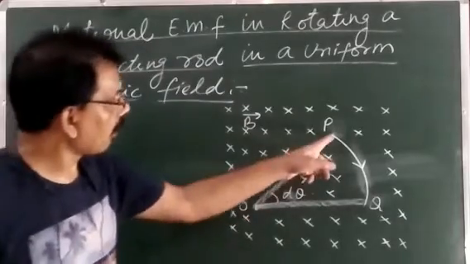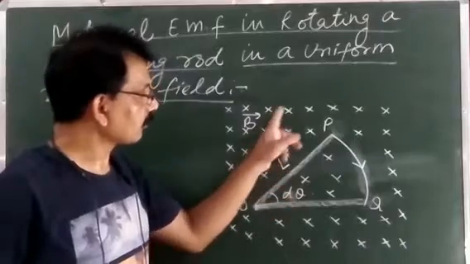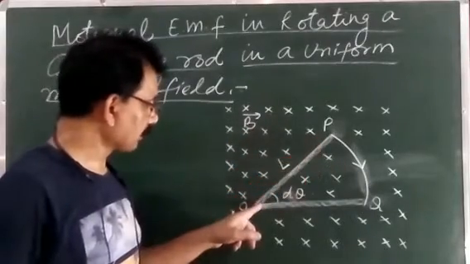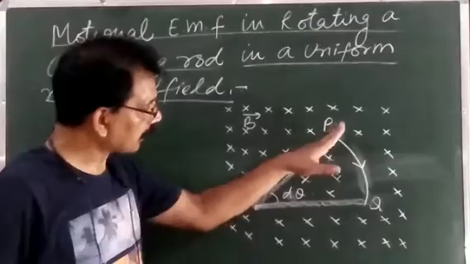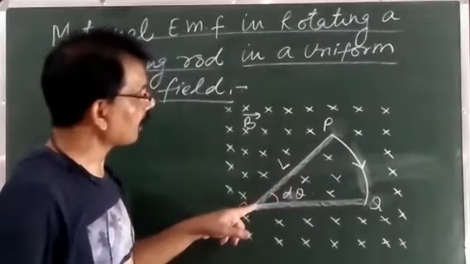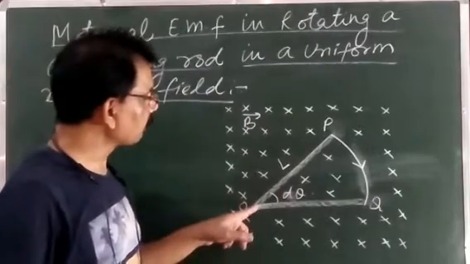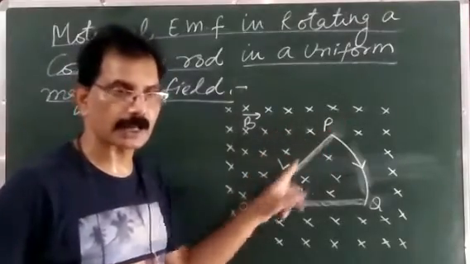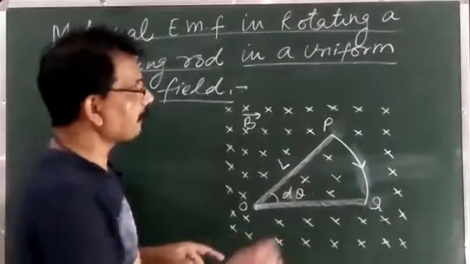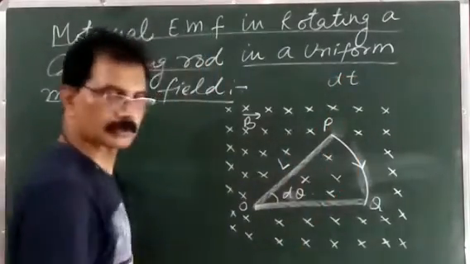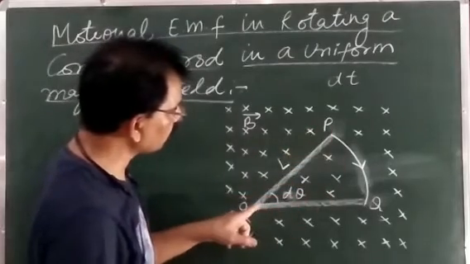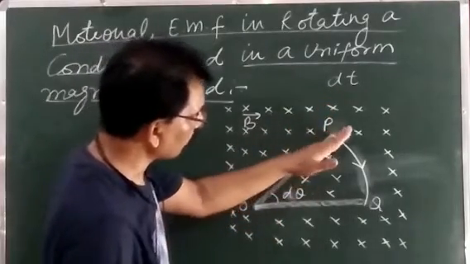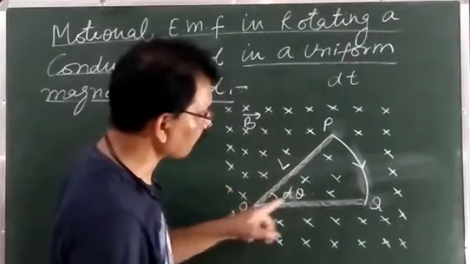So let a conducting rod OP of length L rotate in this magnetic field B, which is perpendicular to the rod, about the point O. Suppose at any instant the position of this rod is OP, and after time dt it rotates and its position comes from OP to OQ. That means in time dt, the rod rotates from OP to OQ.